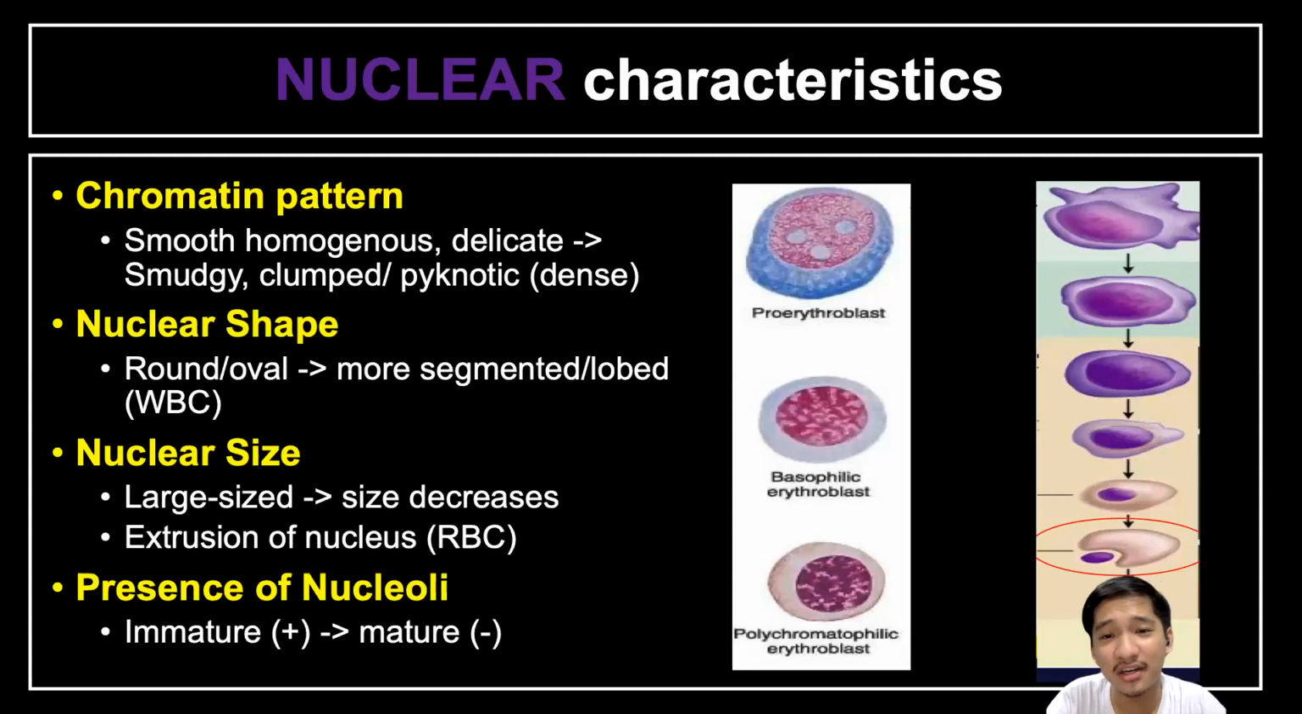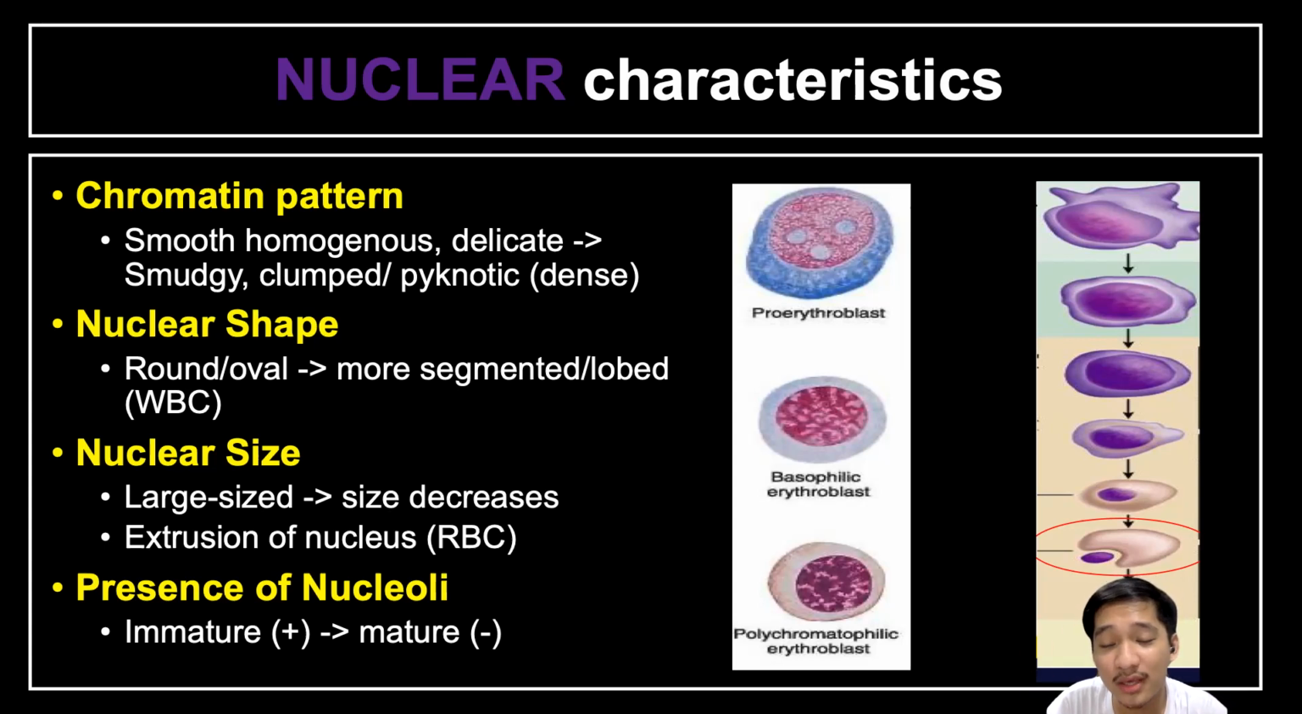In summary, here are the nuclear characteristics of the cells during the maturation series. We have the chromatin pattern going from smooth, homogeneous, delicate, or lacy, to a smudgy clumping until it becomes pyknotic or dense. Also, the nuclear shape changes from a bigger, round or oval nucleus to a more segmented one in the case of WBCs. They form lobes connected by fine threads. And also the nuclear size goes from large to smaller.